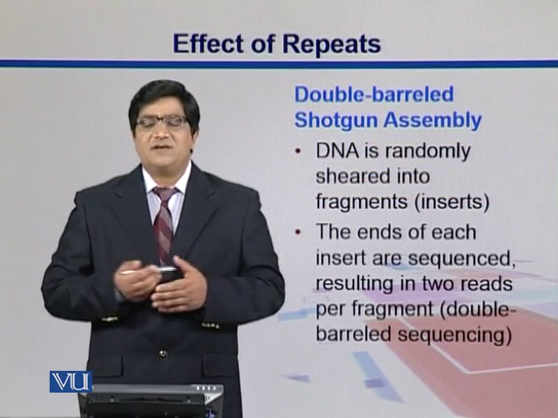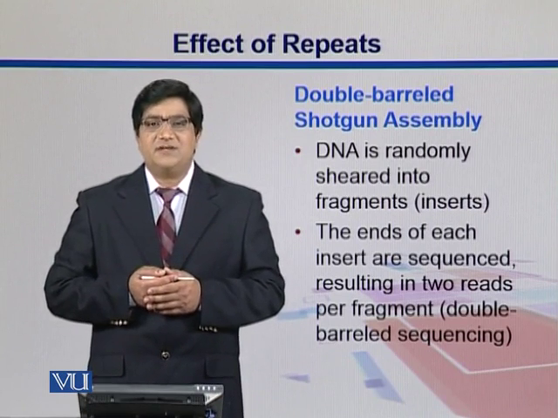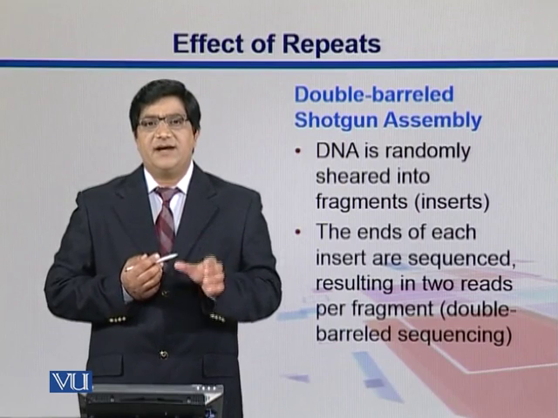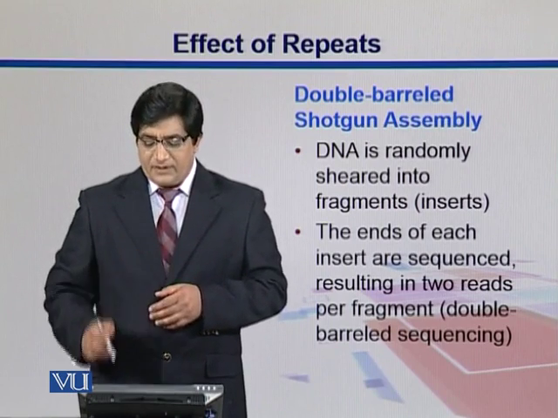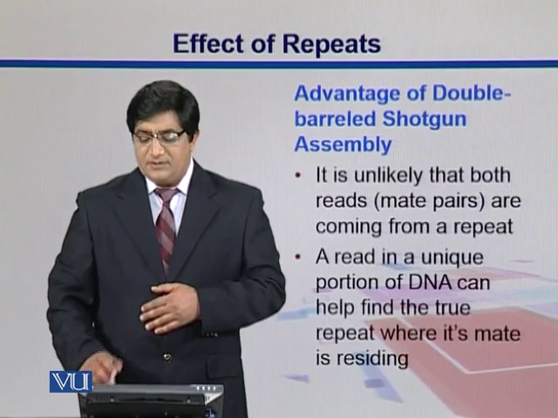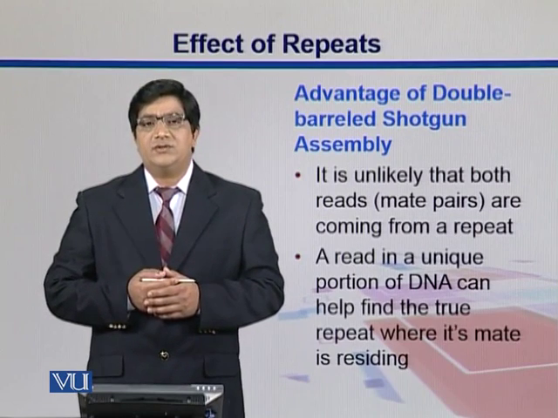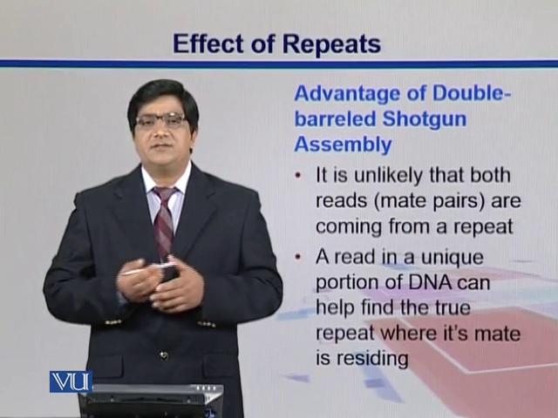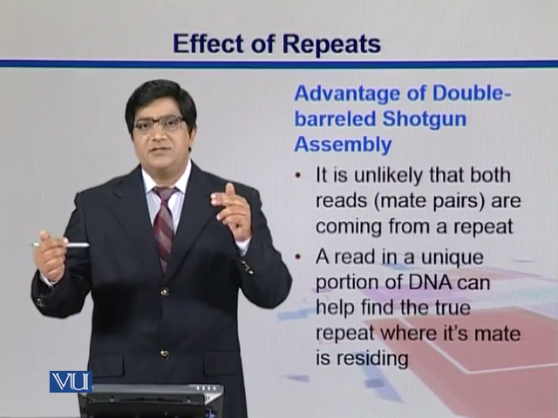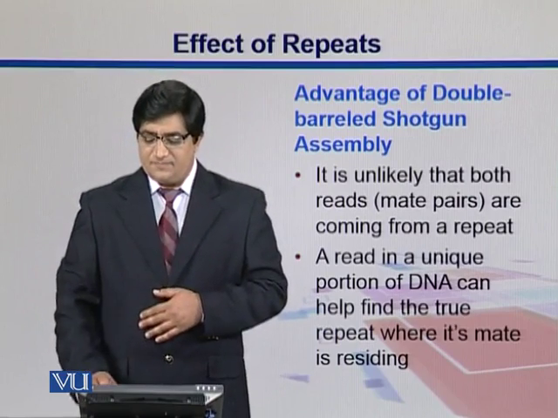This process of generating paired end reads is called double-barreled shotgun assembly. What we do here, as we have seen quite a few times earlier, is take DNA fragments and sequence their ends, leaving a huge insert in between them. And what is the advantage? When we reconstruct the assembly from those paired end reads, it can help solve the issues of repeats, because it is unlikely that both members of the pair come from repeats. It is expected that one comes from a repeat region and one from a normal region. So in this way we can put those repeats and normal regions in their perfect order, as we see in this example.